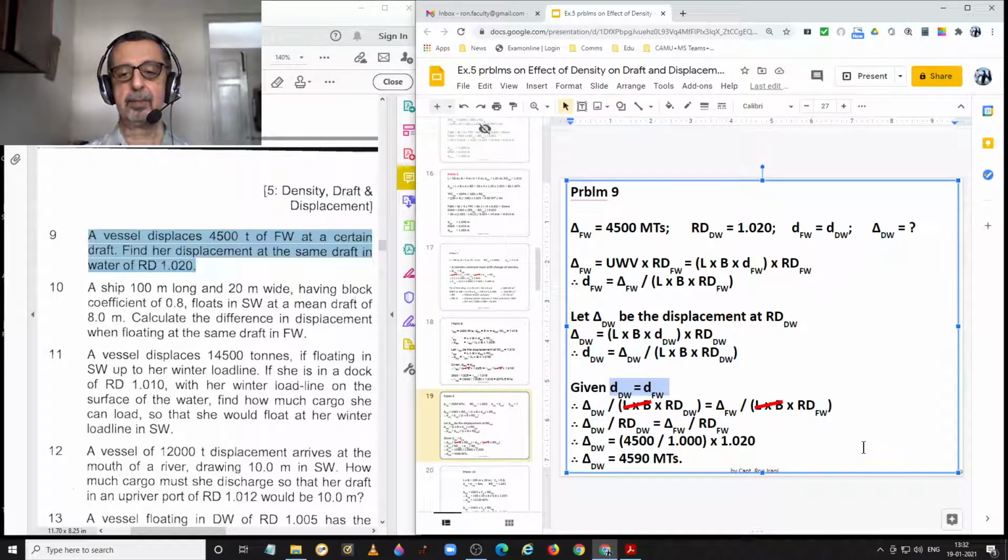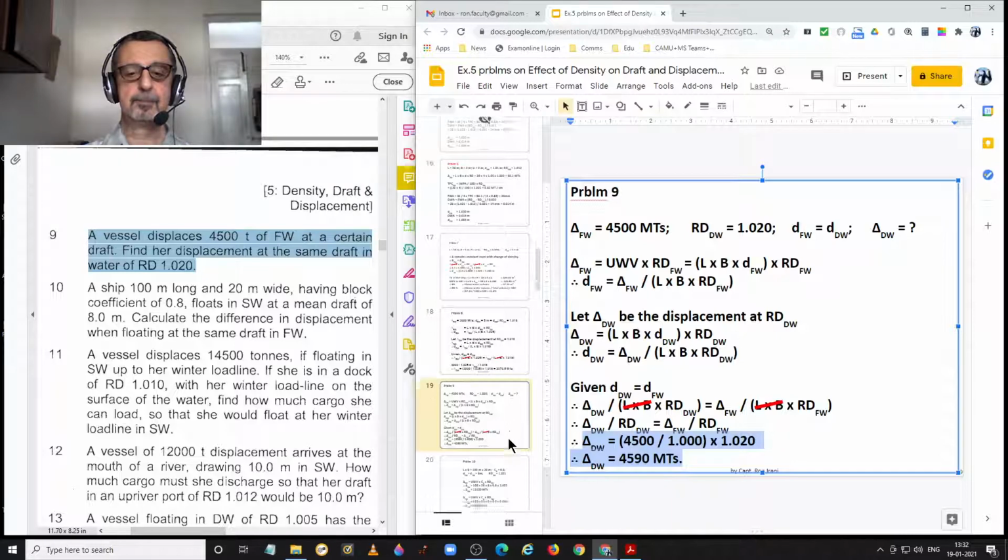The draft in dock water is equal to the draft in fresh water. Thus, we have displacement in dock water divided by relative density of dock water equal to displacement in fresh water divided by relative density of fresh water. When we substitute the values, the only unknown being displacement in dock water, we find that is equal to 4590 metric tons.